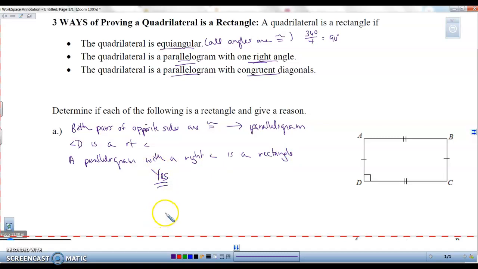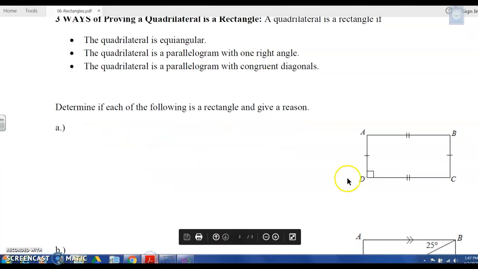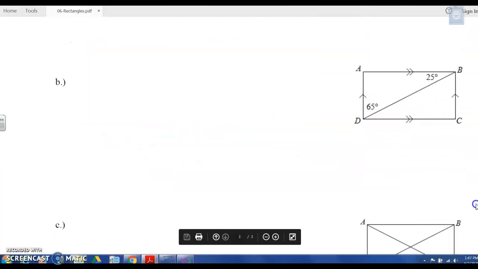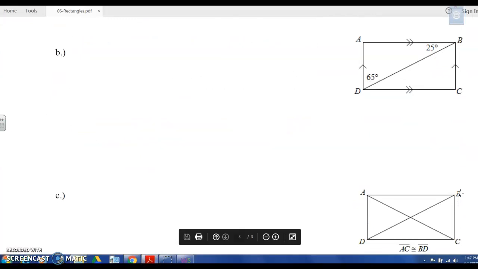This is a rectangle. First we had to prove it's a parallelogram. It is because both pairs of opposite sides are congruent. And then it has one right angle, so that makes it a rectangle. Okay, let's look at the next one and see how we do on this one.